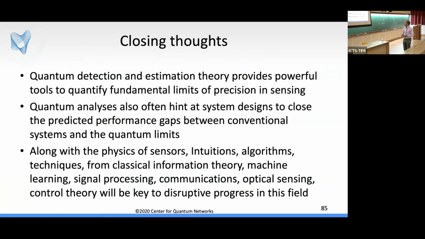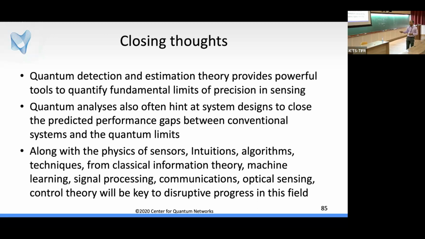Anyway, so with that, I'll close my lecture. I would say the big takeaway points I would like to press ahead is the theory of quantum estimation, quantum metrology, quantum detection estimation theory. These provide a very powerful tool to quantify fundamental limits of precision. And sometimes they give you some hint at designing optimal systems, sometimes they don't, but knowing what is the fundamental limit gives you a benchmark as to where you are currently and how much gap is there to close.